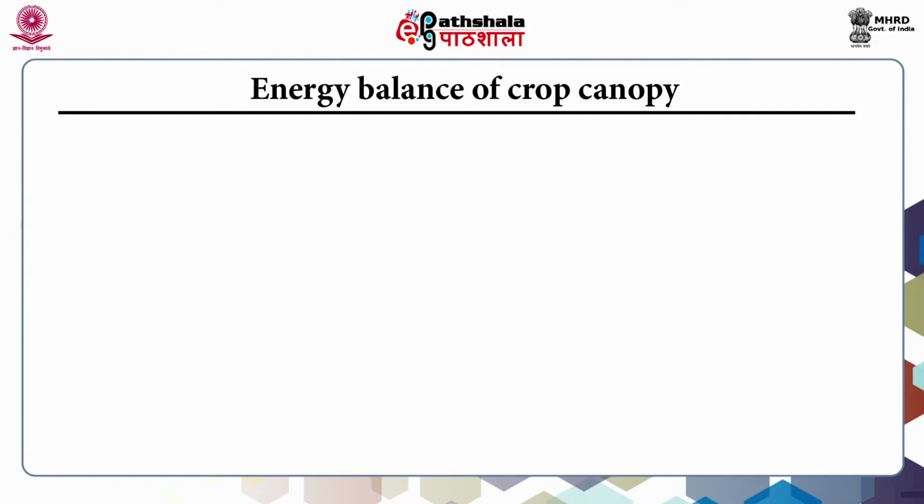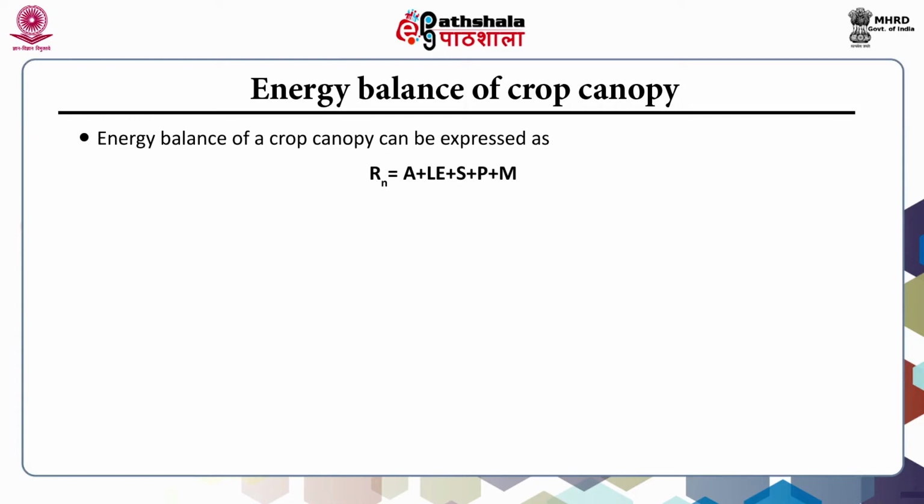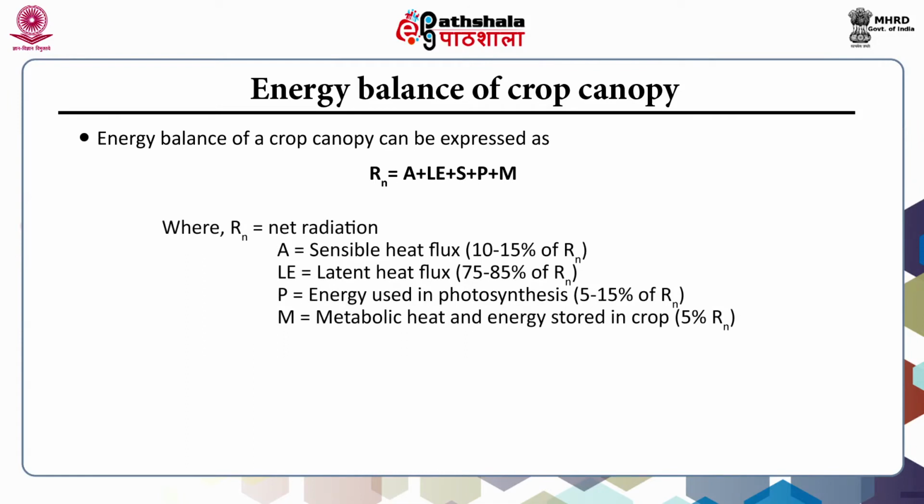Let's see the energy balance of the crop canopy. It can be expressed as Rn = A + Le + S + P + M, where Rn is the net radiation, A is the sensible heat flux, that is around 10 to 15% of net radiation, Le denotes the latent heat flux, which is around 75 to 85% of the net radiation, and P denotes the energy used in photosynthesis, which is 5 to 15% of net radiation. M is the metabolic heat and energy stored in the crop, which is around 5% of net radiation.